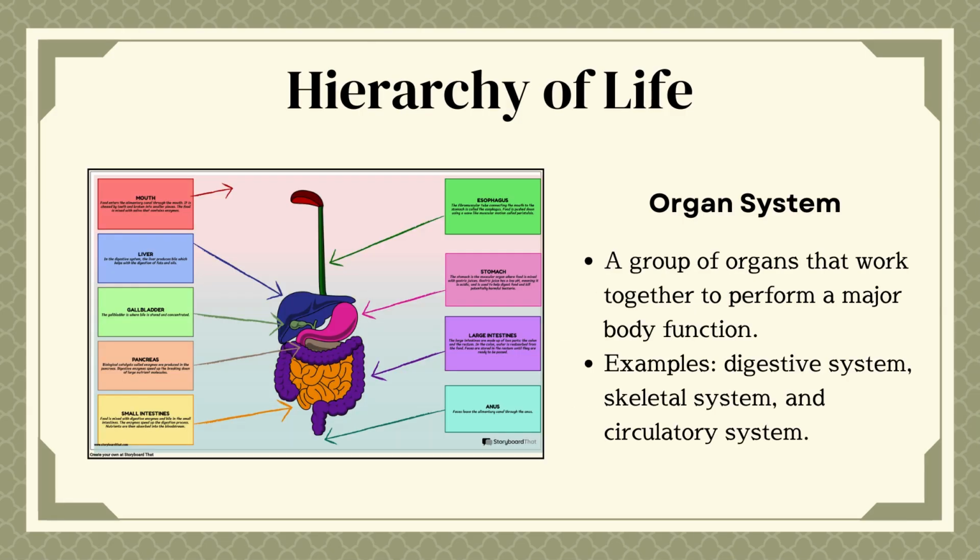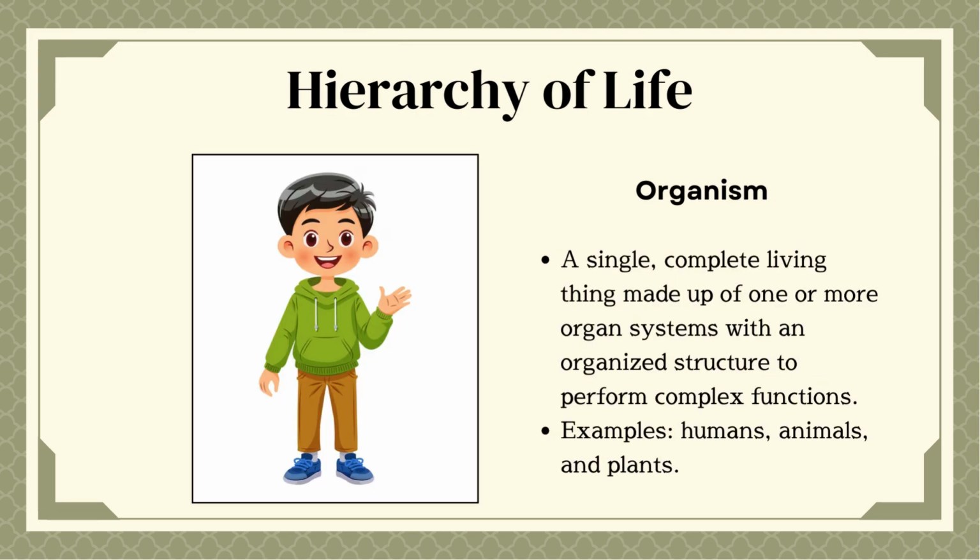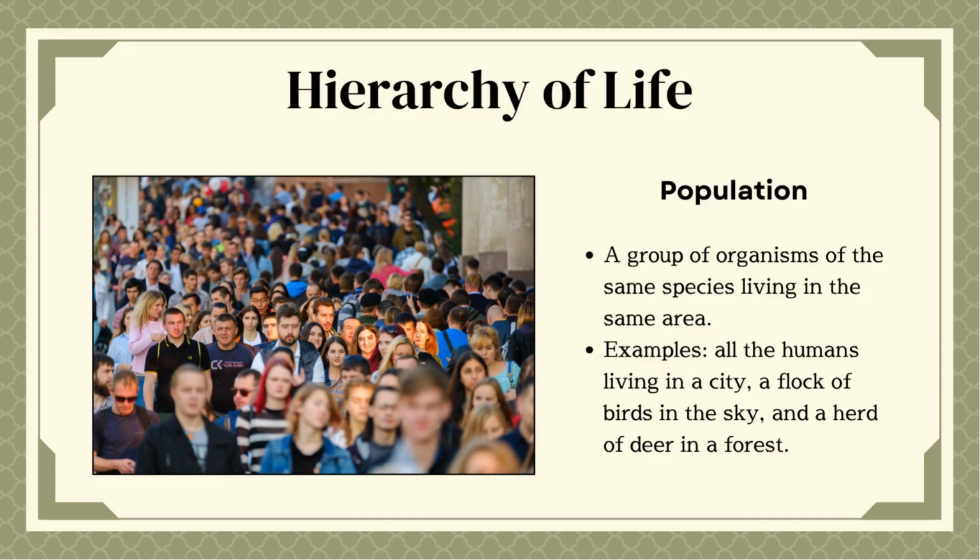The organ system. The organ system is a group of organs that work together to perform a major body function. Examples include the digestive system, the skeletal system, and the circulatory system. There are more systems out there that are very useful. Next is the organism. The organism is a single, complete living thing made up of one or more organ systems with an organized structure to perform complex functions. Examples include humans, animals, and plants.